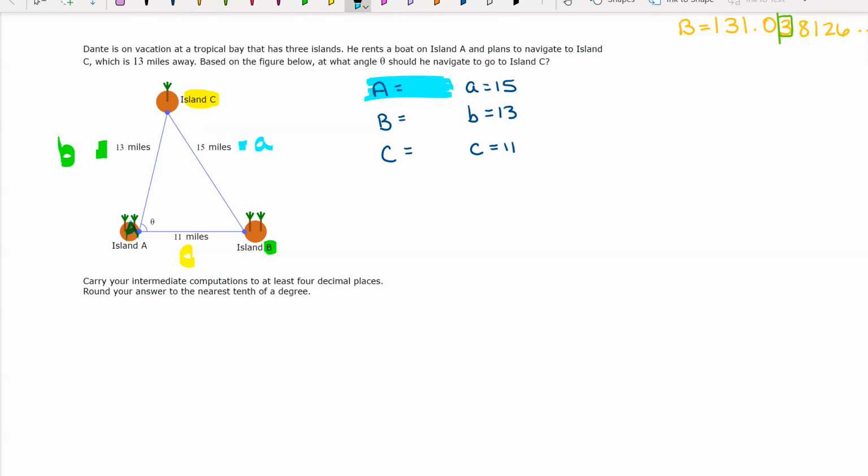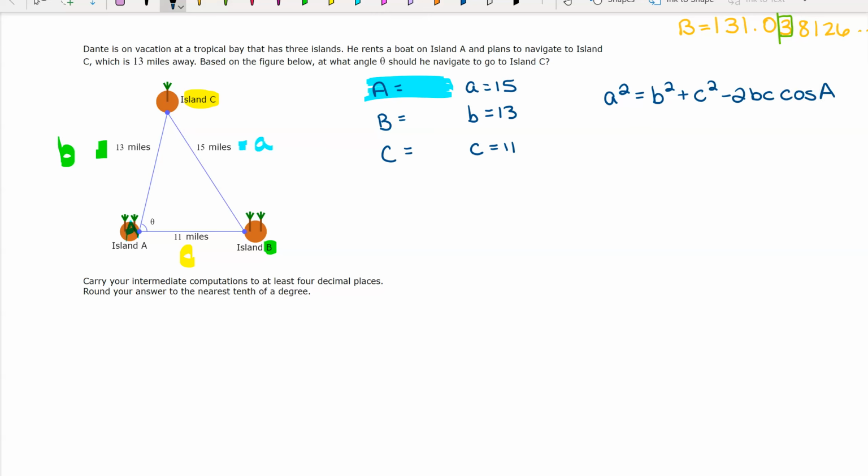So we can see right now that we don't have a whole row of information, right? We don't have big A and little a, big B and little b, or big C and little c. So we know it's going to have to be a law of cosines. Now, we want angle A, which means we have to start with side A squared. So A squared equals B squared plus C squared minus 2BC cosine of A.